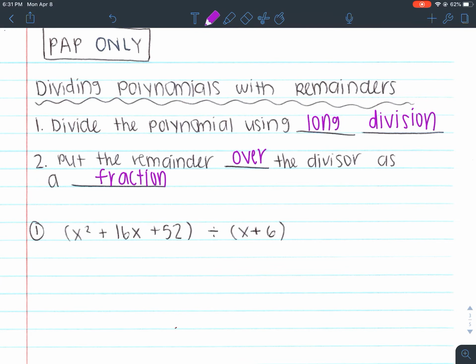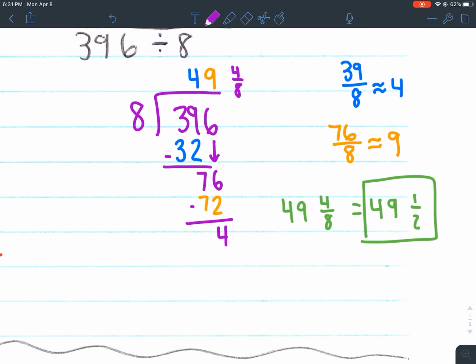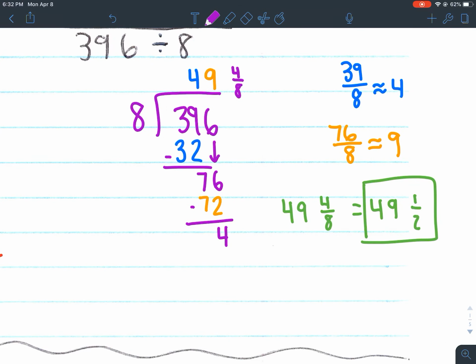Just like you did in the first problem, right? We had the 4 left over. Where is it? That was our 4 remainder here. And we put it over the 8. We put our remainder over our divisor. We did that over here.